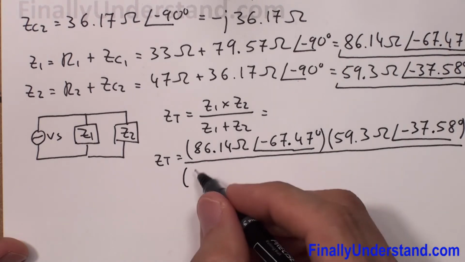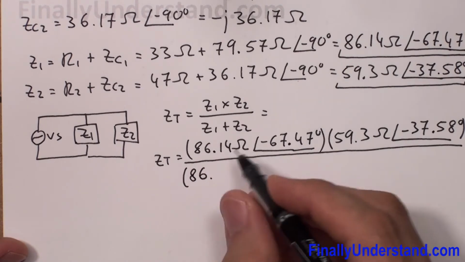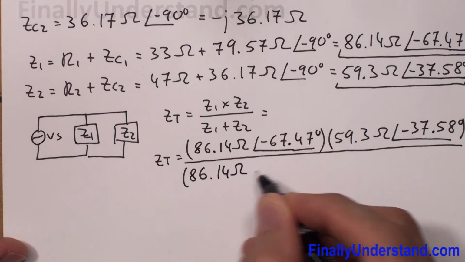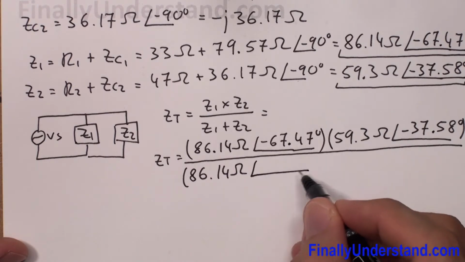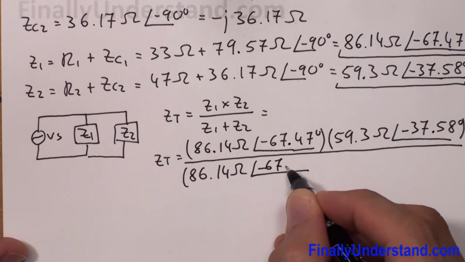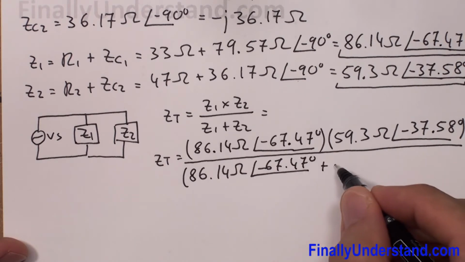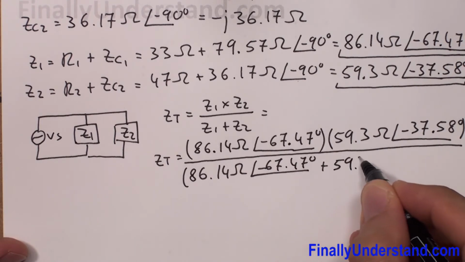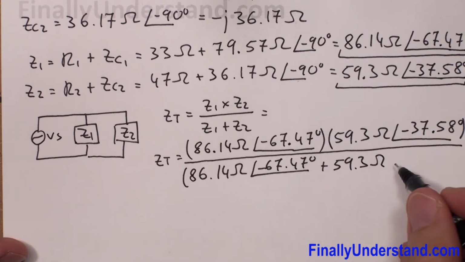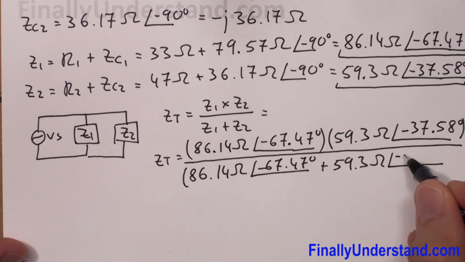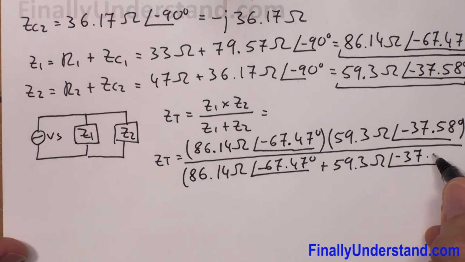open parenthesis, 86.14 ohms and angle of negative 67.47 degrees plus 59.3 ohms and angle of negative 37.58 degrees.